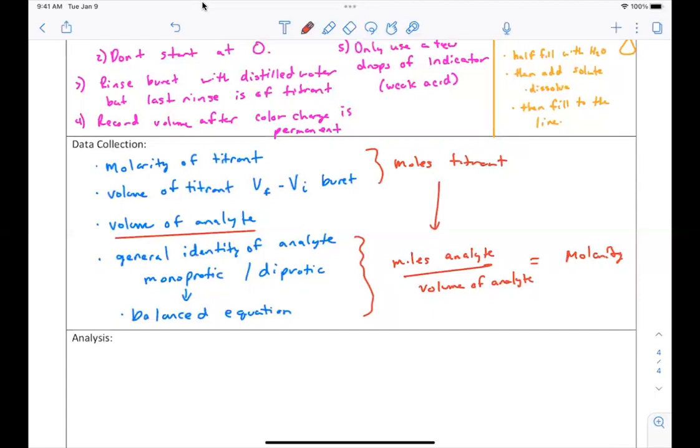No, what you don't know. You're analyzing it, which means you don't know it. Titrant is what you know. Analyte is what you don't know because you're analyzing.